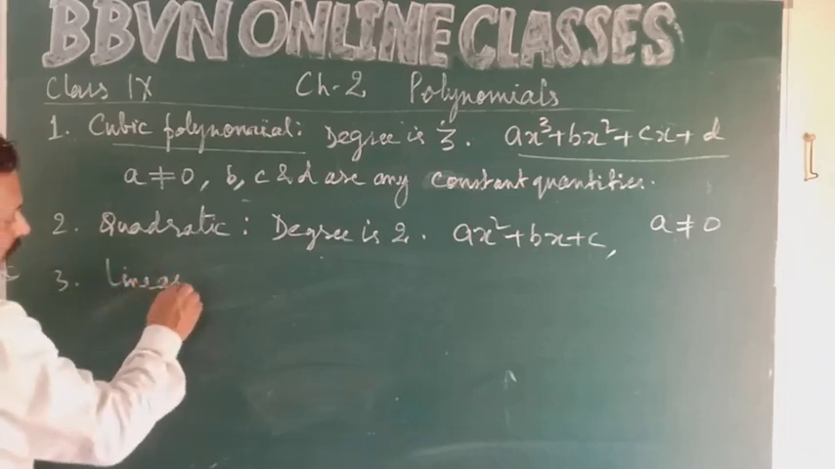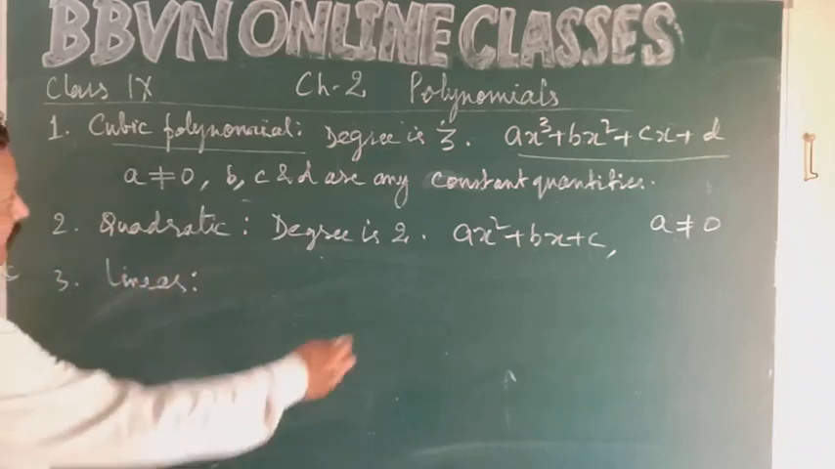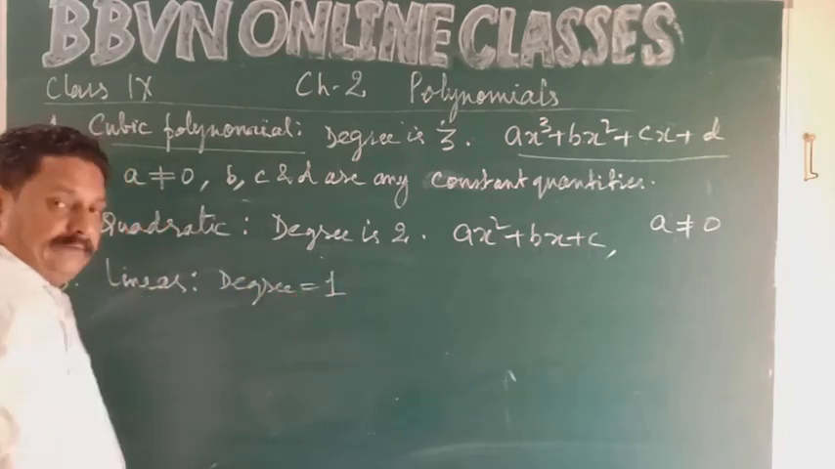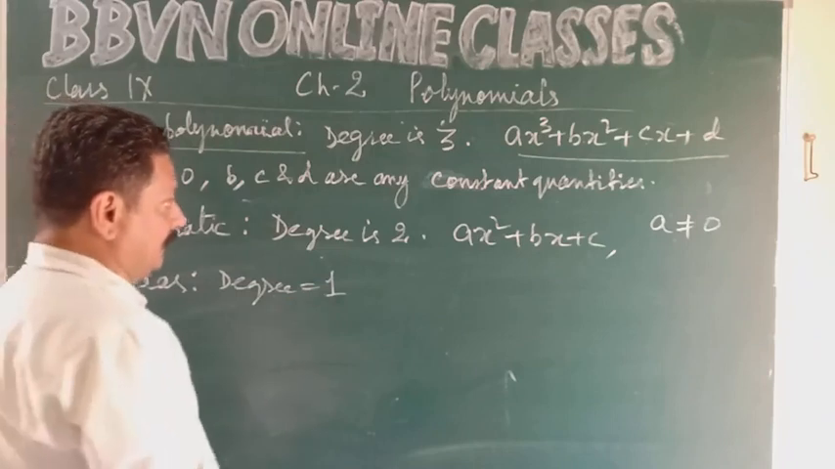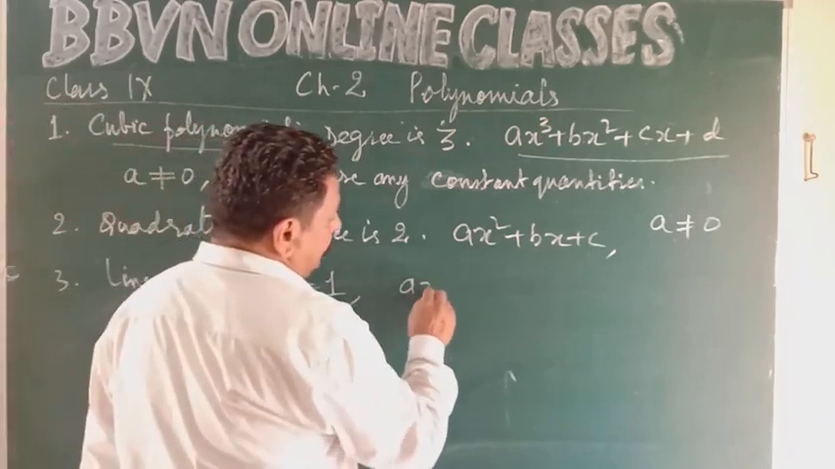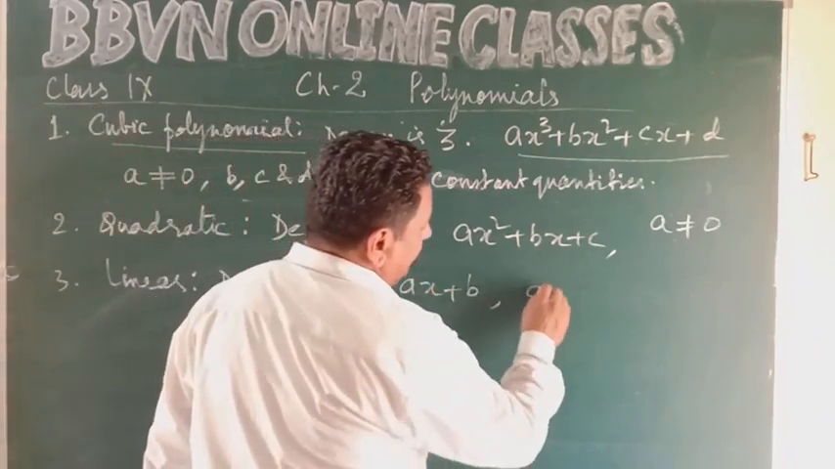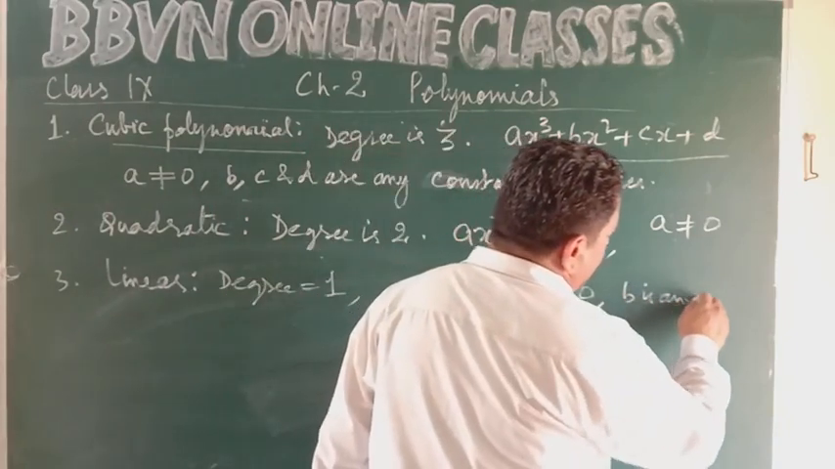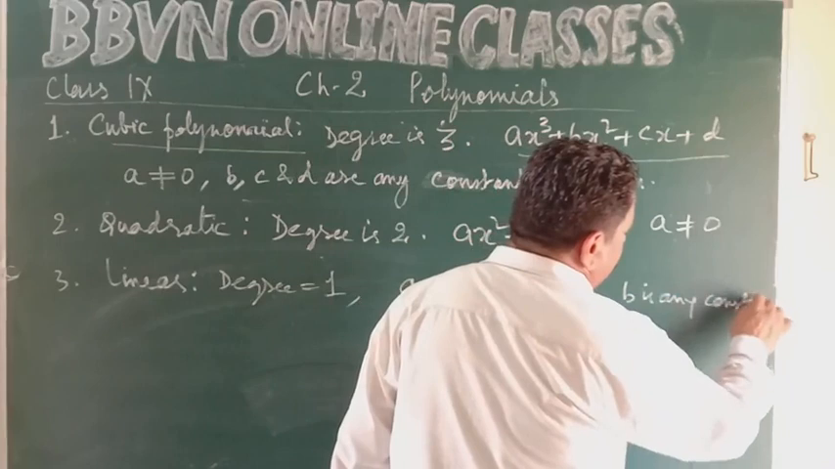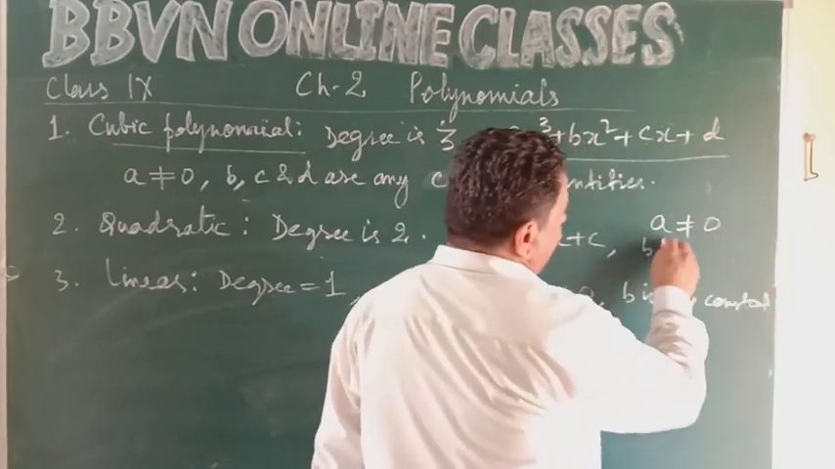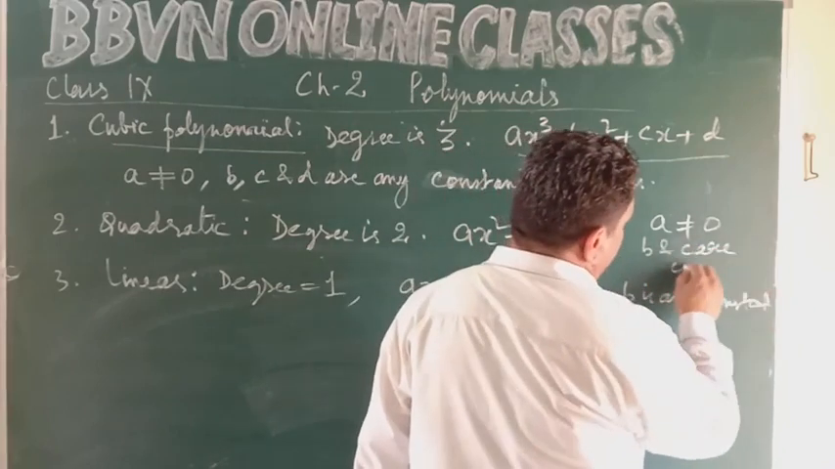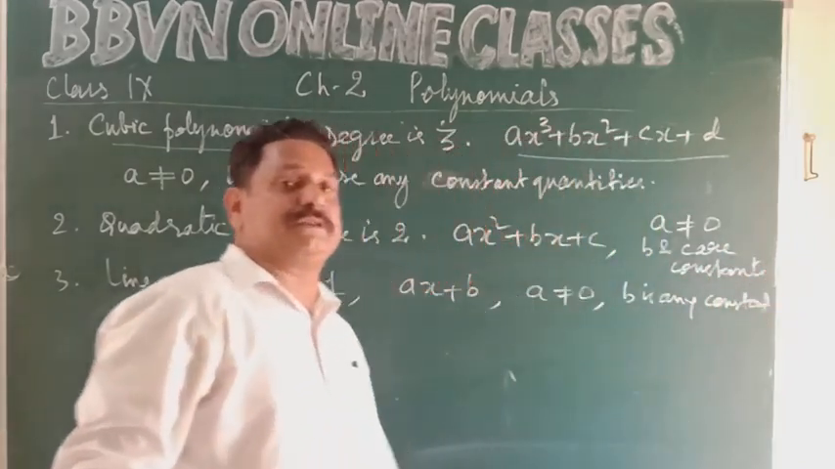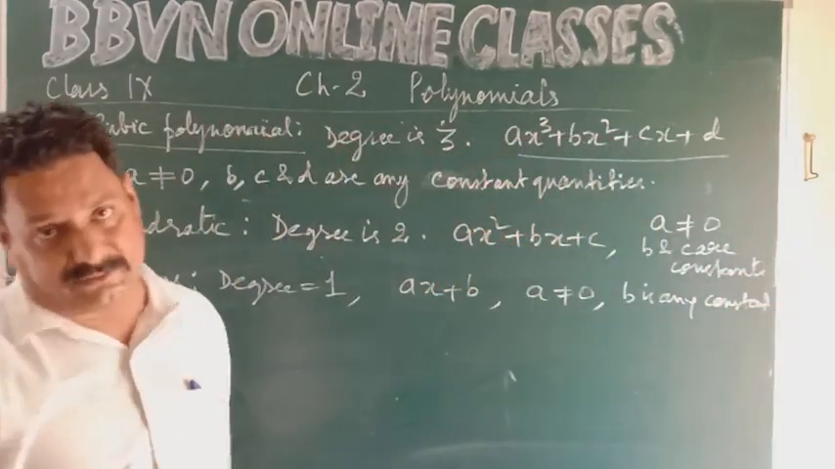Next, linear polynomial. Linear polynomial has degree 1. If the degree of a polynomial is 1, it is called a linear polynomial. Its general form is ax plus b. A is not equal to 0. B is any constant. And here B and C are constants. A is also a constant, but A is a non-zero constant.